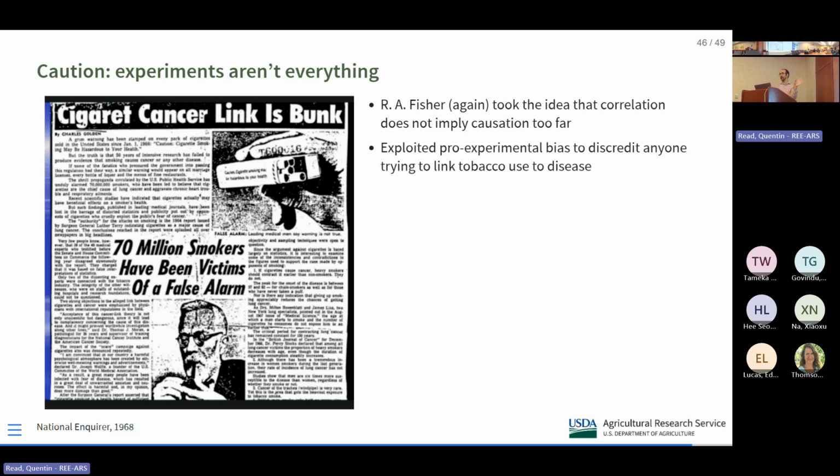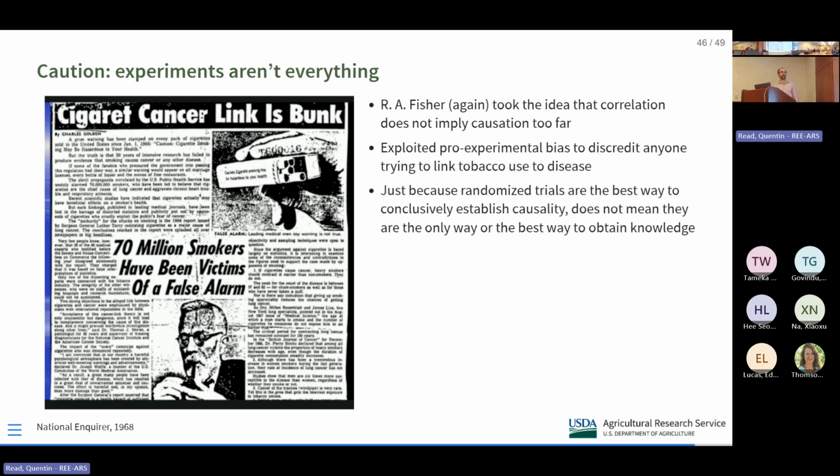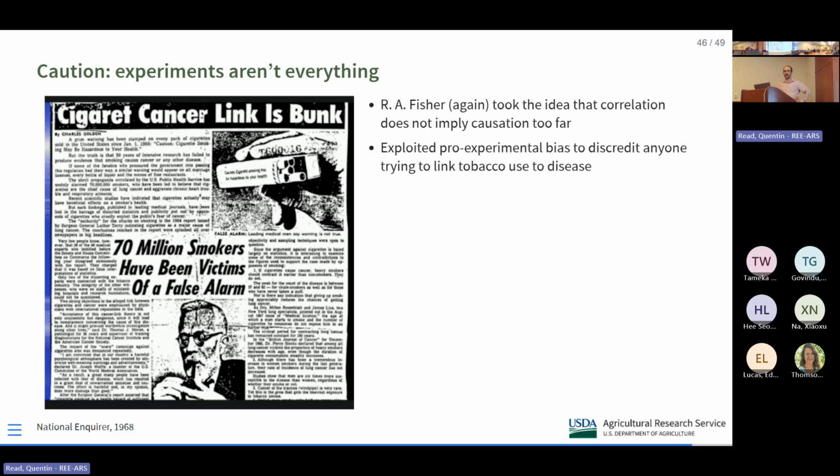So they hired R.A. Fisher to go out and discredit anybody who was trying to establish this link by saying, well, we can't do a randomized controlled trial on smoking versus non-smoking.